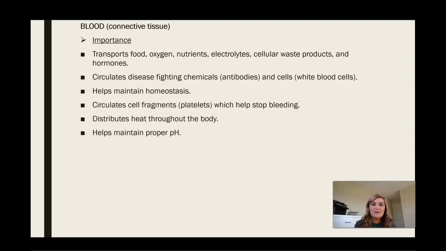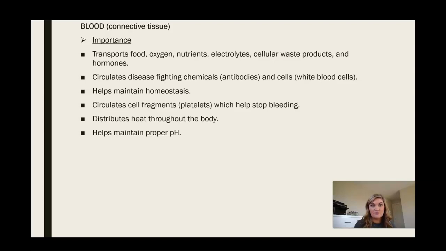It's also going to help you maintain your homeostasis. So it'll pick up on things like acid-base balances. So if it picks up that your blood's becoming too acidic, it will increase your respiration and also work with the urinary system in order to get rid of things such as carbon dioxide and waste products in order to bring the acidic blood back up to more of a neutral homeostasis and back to where it needs to be. It also circulates cell fragments, which are going to be your platelets.